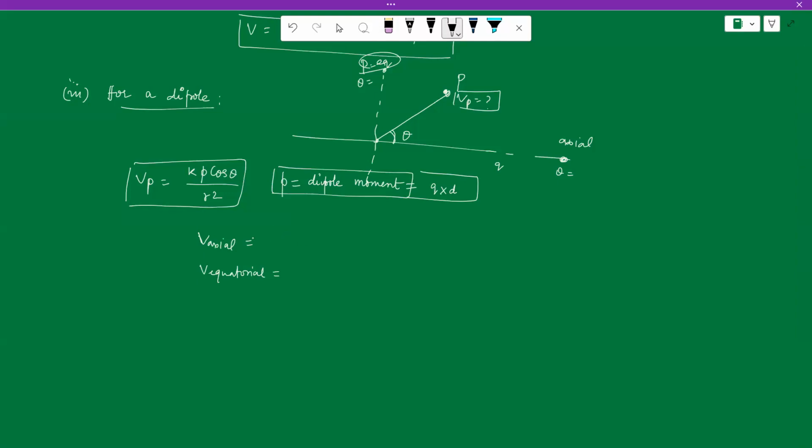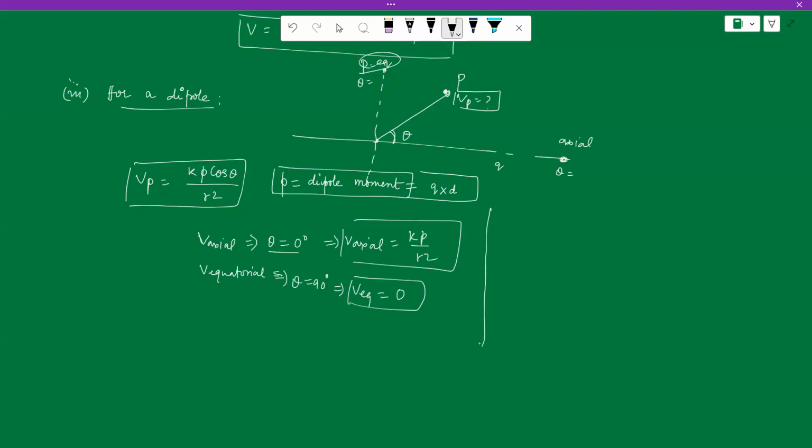So theta would be 0 degree for axial point. So V axial, this would be simply Kp by r square. And for equatorial, theta is 90 degree. So V equatorial, this would be 0. So electric potential is 0 at equatorial point. Electric potential is Kp by r square at the axial point.